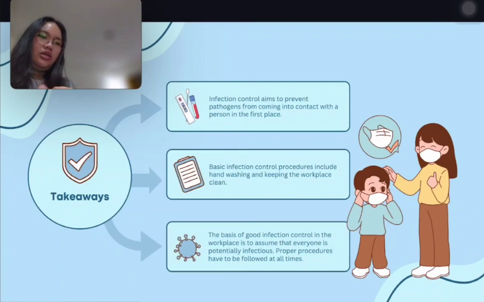The last is finally the basis of good infection control in the environment where healthcare takes place, which is to assume that everyone is potentially infectious. Proper procedures have to be followed at all times.